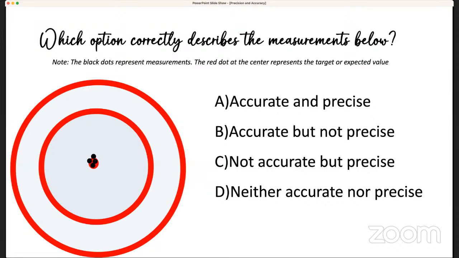So just a quick vote in the chat. Use the chat and type in your answers. So which option correctly describes the measurement below? You have 4 options: accurate and precise, accurate but not precise, not accurate but precise, neither accurate nor precise.